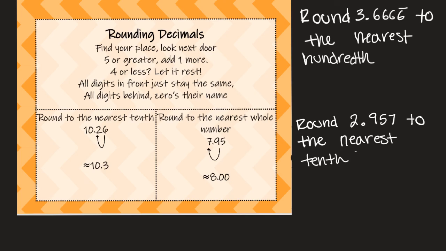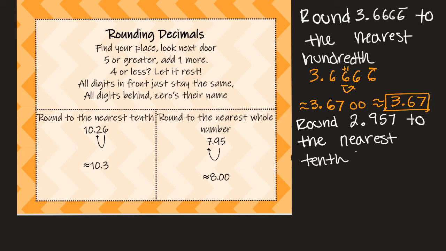Okay, let's do a couple more. Round 3.6666. That 6 repeats to the nearest hundredth. Okay, underline my hundredths place. Look next door. 6 is bigger than 5, so I'm going to add 1 more. And then all digits behind, 0 is their name. Or you can write it like this.